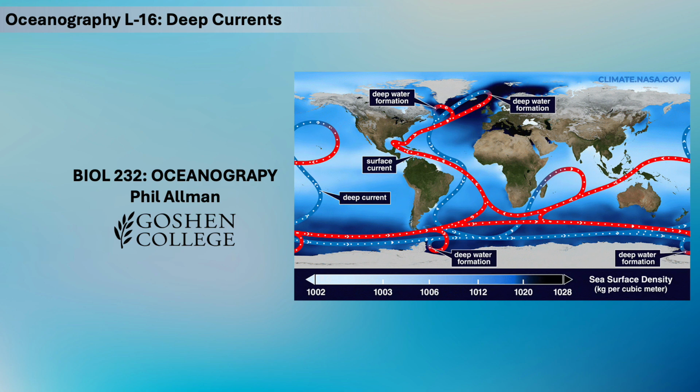Up to this point, we have examined motion in the upper ocean driven by wind and shaped by Earth's rotation. Surface currents redistribute heat and organize into gyres. But that is only part of the story. Beneath the wind-driven layer lies a much larger reservoir of water that moves for entirely different reasons.